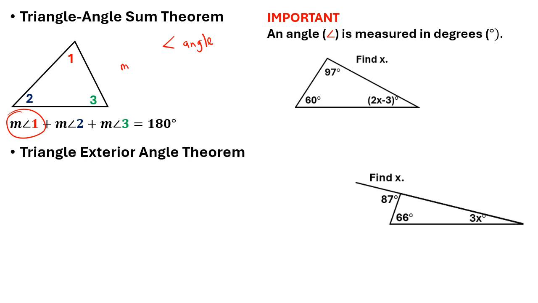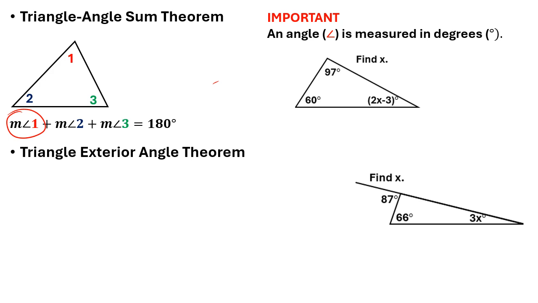So if I write this notation, that means the measure of angle 1. That's what this notation means. So we're going to be using this a lot in geometry, so I just thought to introduce you to that so that you can start using it from now. All right. So we have the measure of angle 1 plus the measure of angle 2 plus the measure of angle 3 is equal to 180.